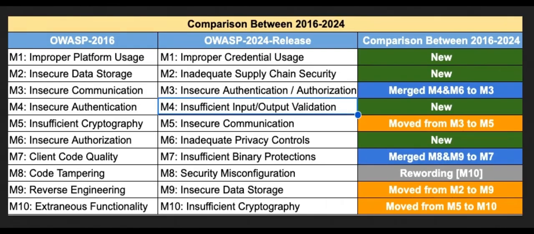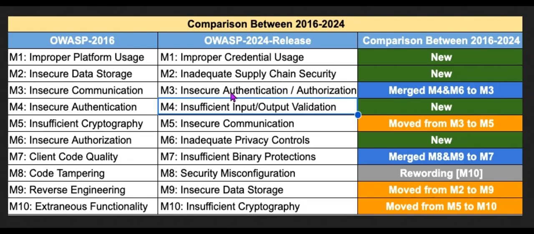Hi all. So today let's look at the OWASP top 10 mobile risks. The OWASP 2024 list is already in the market. Let's look at this comparison between 2016 and 2024. The first two, that is improper credential usage and inadequate supply chain security, are newly introduced in 2024.